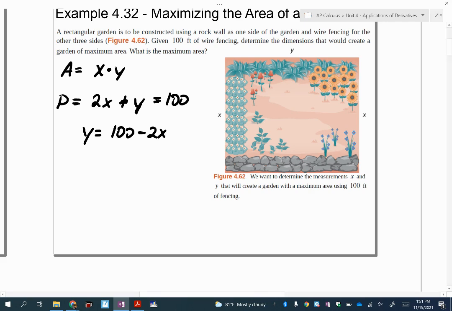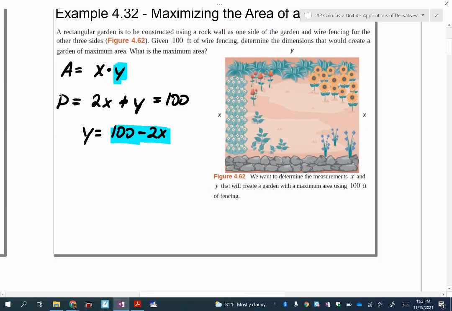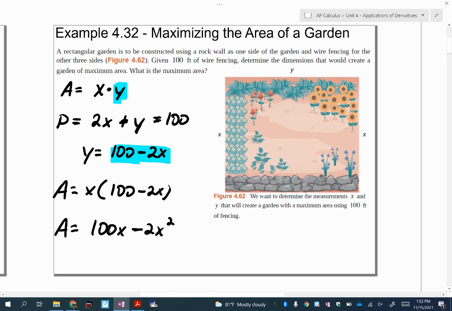Now I'm going to substitute Y, which equals 100 minus 2x, into the area. So I'm going to rewrite my area as a new function that is now x times (100 minus 2x), or 100x minus 2x squared. I'm going to pause here because this is the area function that I want to maximize. I'm going to find the maximum of this function using some of the strategies we used in earlier lessons. But before I do that, I want you to think about what your possible values for x could be.